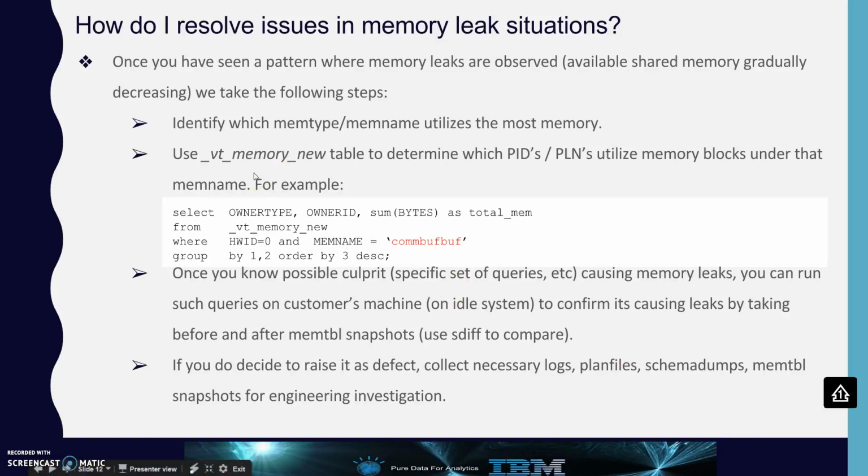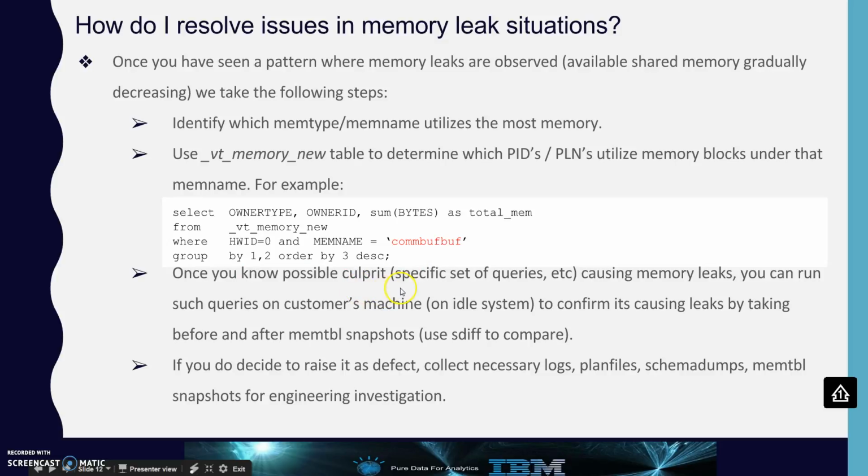How do I resolve issues in a memory leak situation? Once you have seen a pattern where memory leaks are observed, with available shared memory gradually decreasing, we will take the following steps. Identify which mem type or memtrain utilizes the most memory. Use the VT memory new table to determine which bits or plans utilize the most memory blocks under the memtrain. For example, we look at this particular query.